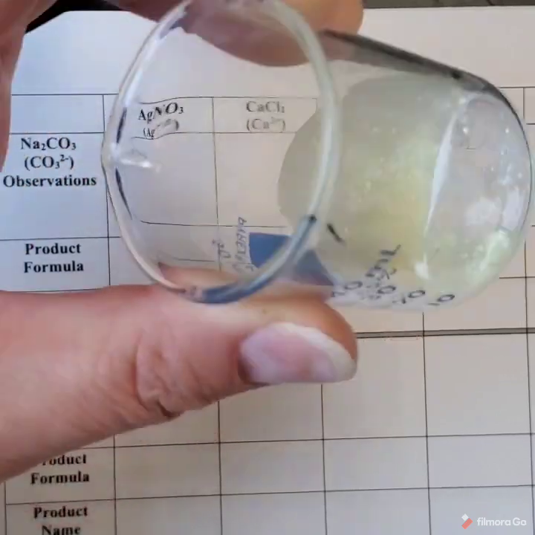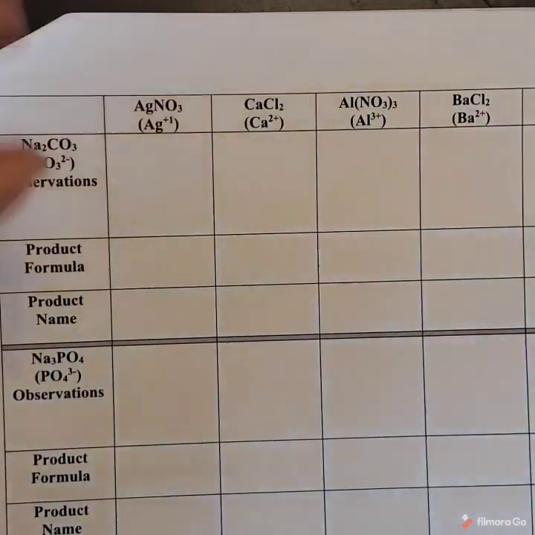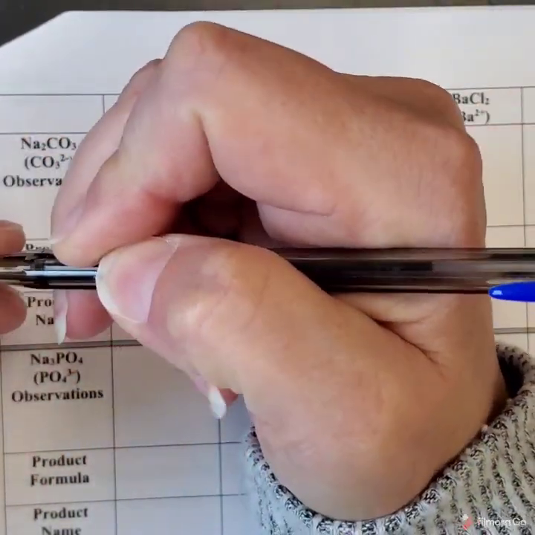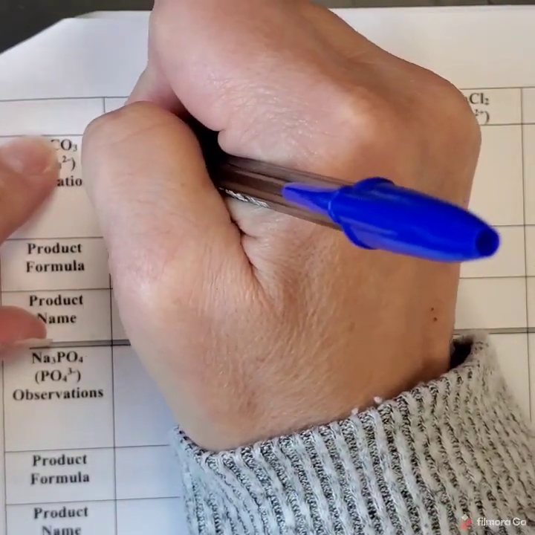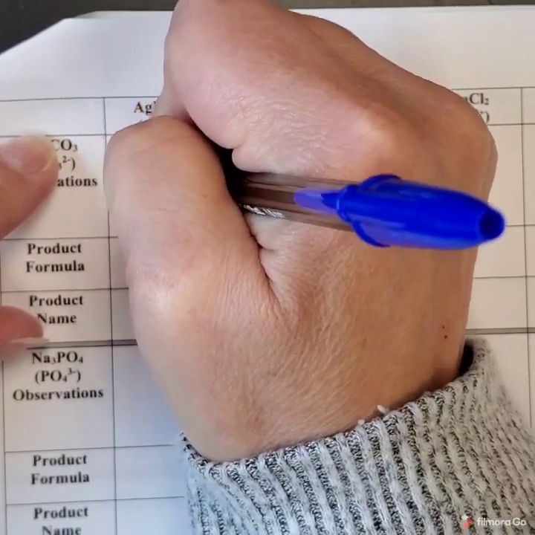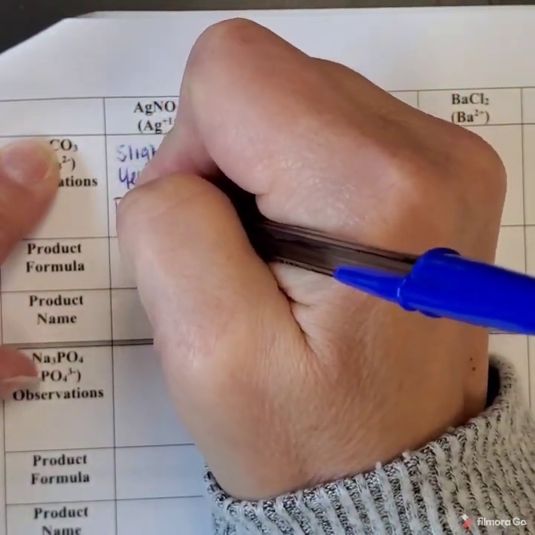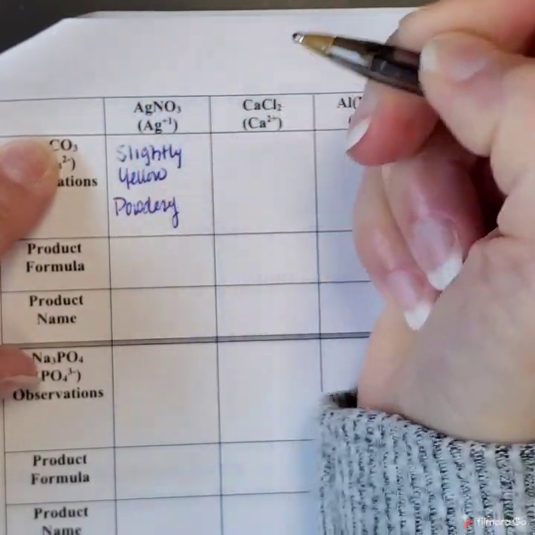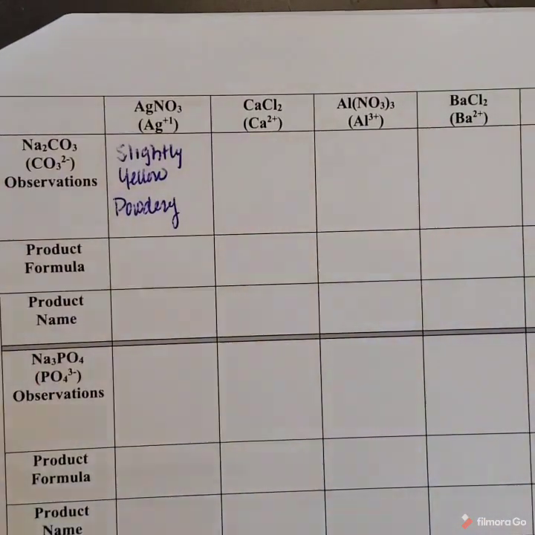I would say it's slightly yellow, and it's powdery. Now, as I went through the video, I tried to tell you if it was powdery or gel-like or thick and goopy. So you're going to do your best. I definitely want colors, and do your best on whether it's gel-like, clumpy, powdery, etc.